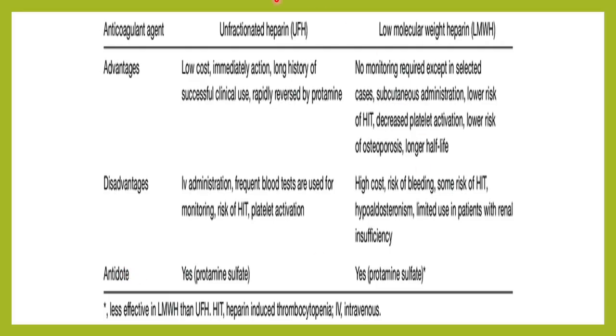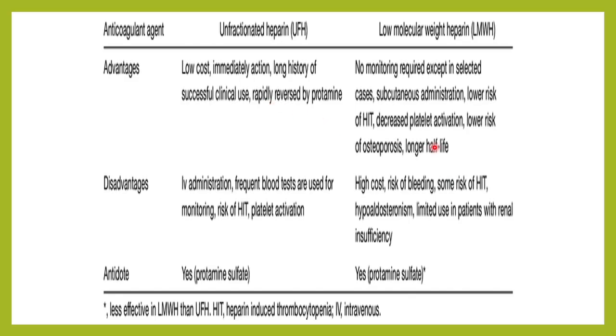So the advantages of unfractionated heparin are that it is physiological, it is low cost, it is immediately acting, and it has been studied. There is a long history of successful clinical use, and it is rapidly reversed by protamine.